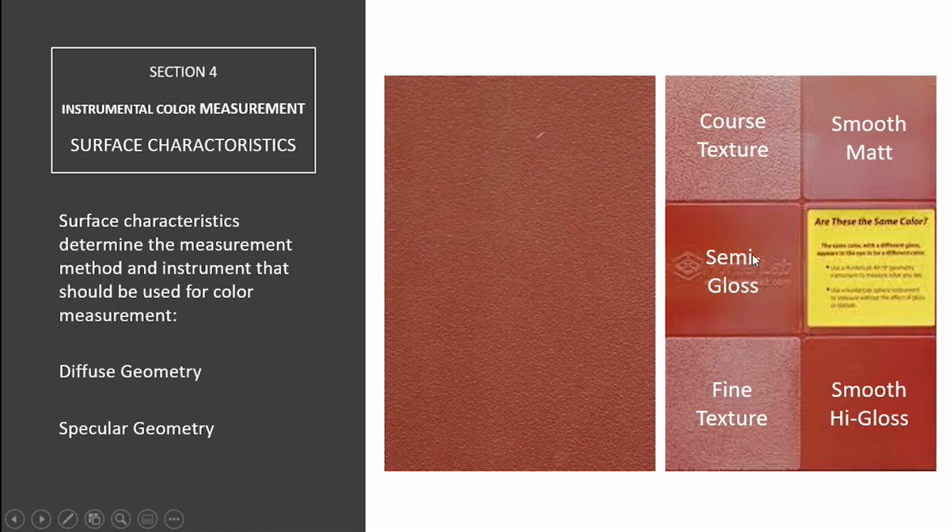Coarse texture and fine texture look a lot lighter than a matte finish. The semi-gloss and the high gloss look a whole lot darker, deeper, and a richer red. So this is a great example of how the surface texture of a sample or an object will trick your eyes into perceiving the same color as different.